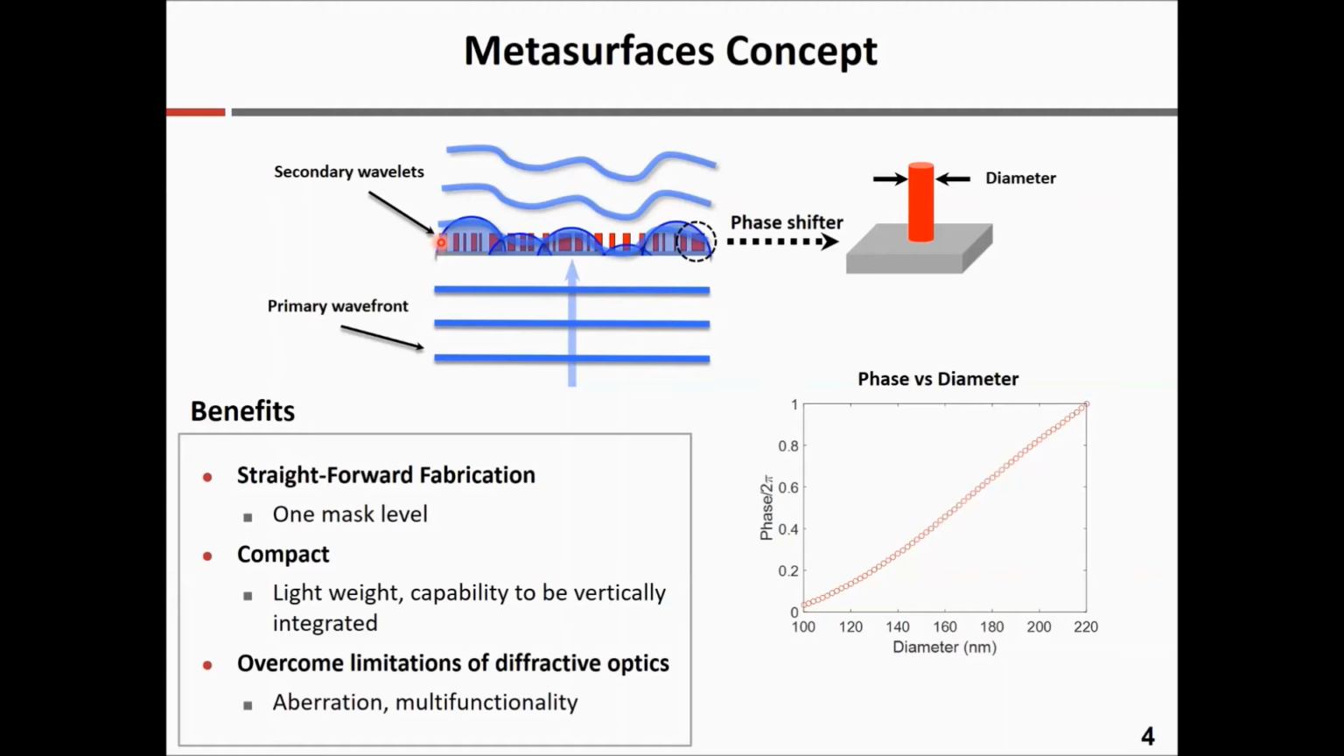What's the benefit of this platform and technology? It's a straightforward fabrication. Generally speaking, they just need one mask level, which reduces the cost. They are compact. In our case, it's 600 nanometers tall at most. So they are lightweight and compatible with vertical integration. You can vertically integrate them to make a complex optical component. The reason is after you fabricate the first, you can encapsulate it, planarize it, and fabricate the second layer.